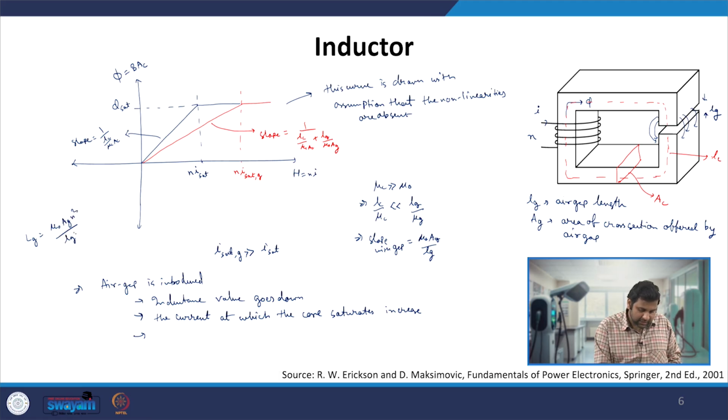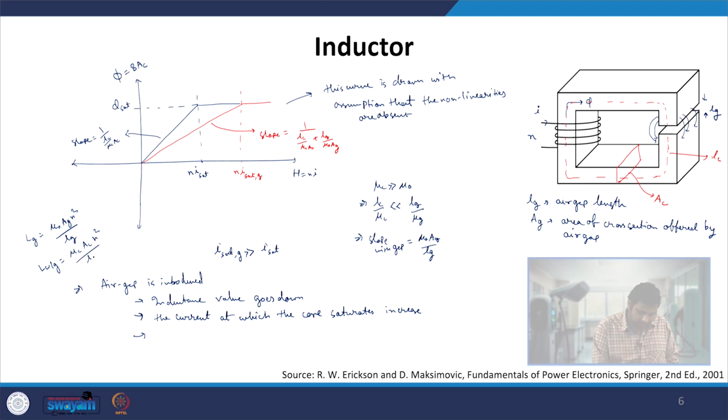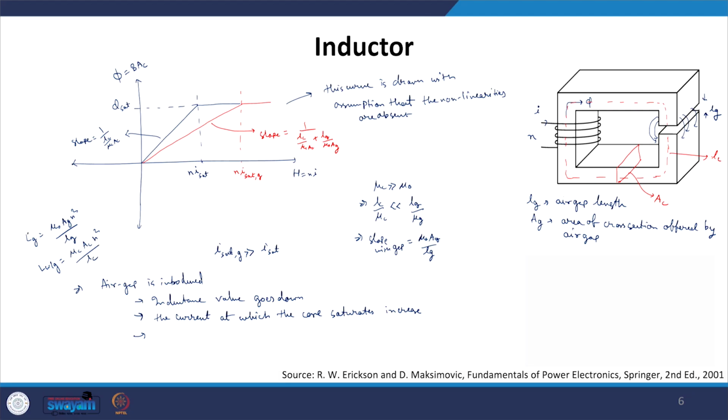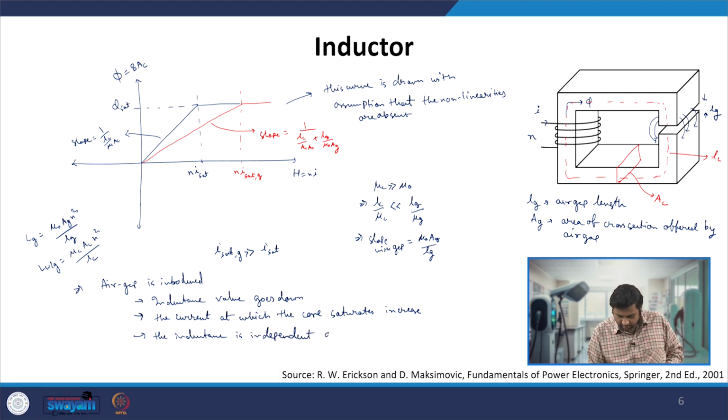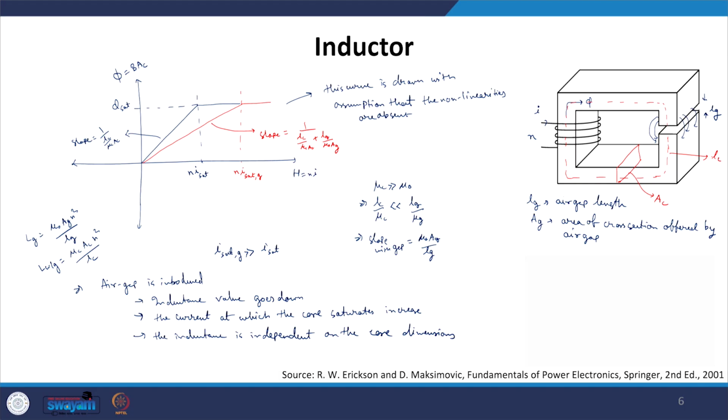and inductance without air gap, if we recall from the previous slide, is mu c Ac n square by Lc. If we introduce the air gap, the inductance value of that particular magnetic structure is actually independent of the core dimensions. Now this is the third thing which will happen.